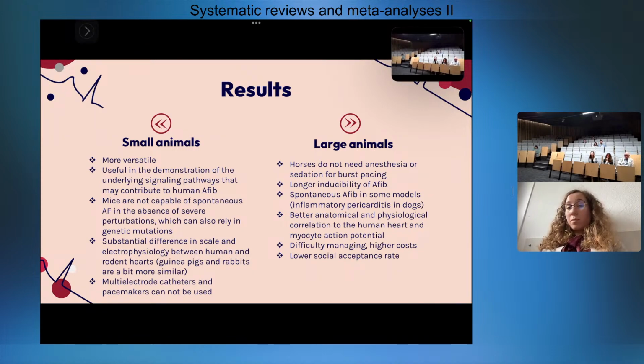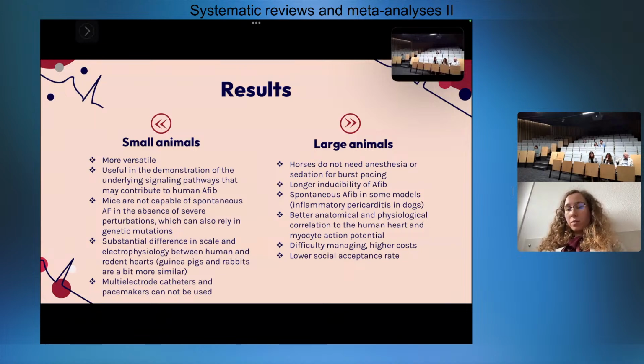ethics. Small animals are more versatile and they're useful in demonstration of the underlying signaling pathways that may contribute to human atrial fibrillation. Being more versatile, they can be used to test the different kinds of medication, their adverse effects, and their effects on the heart, on the atrium.